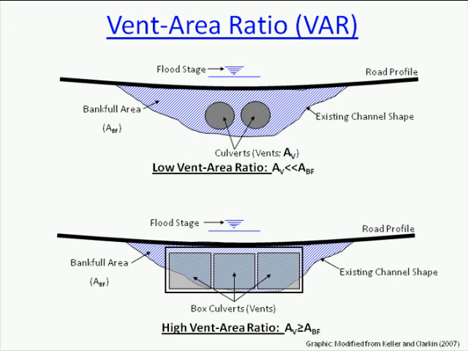I showed a couple of vented fords in the previous slide, and one metric that describes the effect of a low water crossing on stream function is the vent-to-area ratio, or VAR. VAR is the ratio of the constructed openings of a crossing to the bankfull area of a stream. Low VAR crossings are those where the area of the vents is much smaller than the bankfull flow area of the stream. And high VAR crossings are those where the area of the vents is greater than or equal to the bankfull flow area of the stream.